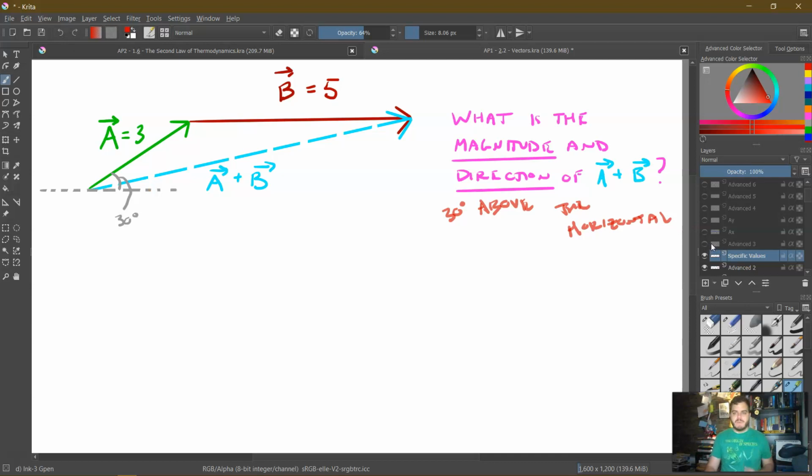Let's go through the steps one at a time. First, we need to set up our coordinate system. So I'm going to go ahead and do that, and once again, we make the origin where we started. That's going to be the start of your resultant vector, should be the origin, and I'm going to have my positive and negative y-axis, my positive and negative x-axis, just for simplicity.